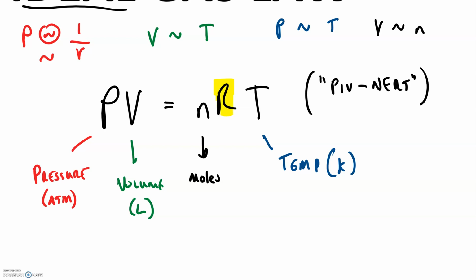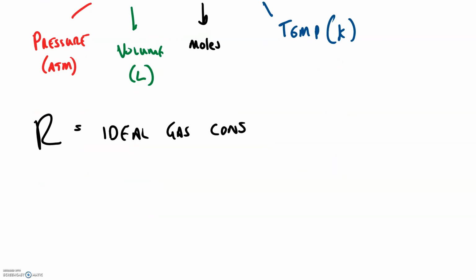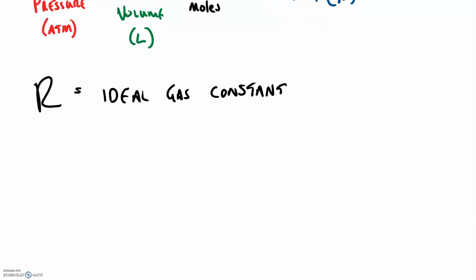So what's this guy, R? R is pretty special. R is what we're going to call the ideal gas constant. And it's nice because it puts everything else into a nice tidy relationship. And it works like this. R has a specific value. It is a constant, meaning that the value for R never changes.